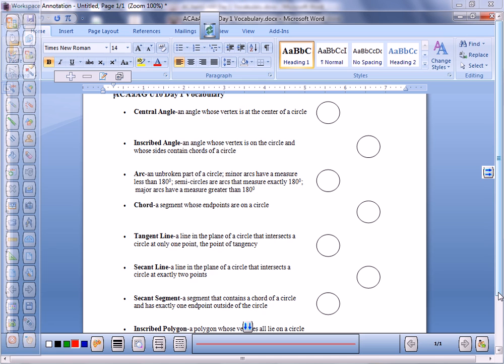Generic vocabulary for the circle unit that we're entering. So the first one is central angle. It says an angle whose vertex is at the center of the circle. So I've sketched a little circle for you. You put a center in there and draw any kind of angle. So an angle is going to extend. There we go. There's a central angle. An angle whose vertex is the center of the circle.